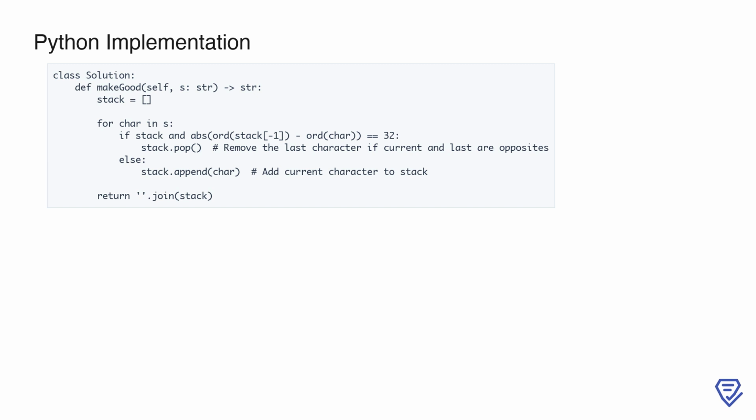Edge case handling. If the string is empty, the loop does not execute, and the function directly returns an empty string. If no conflicting pairs exist, the entire string is returned as is. This solution is efficient with a time complexity of O(n), where n is the length of the string, as each character is processed at most once. The space complexity is also O(n) in the worst case, where all characters are added to the stack without any removal. This ensures it handles edge cases and large inputs effectively.